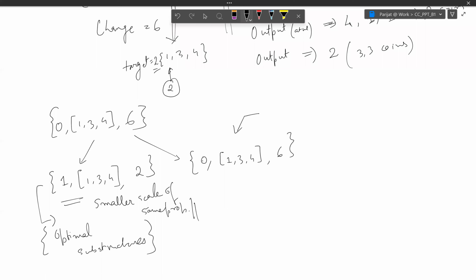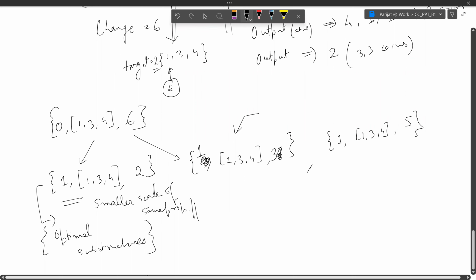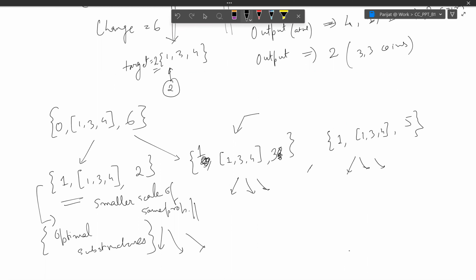So if you took 3, you would have got 1, 1, 3, 4, and 3. If you took 1, you would have got 1, 1, 3, 4, and 5. So all these possible choices were there to you, right? Now from here, again, you could have broken it into multiple possible choices. From here, you could have broken it into multiple possible choices. Like this, your tree would have expanded. And the smallest height of the tree, right?